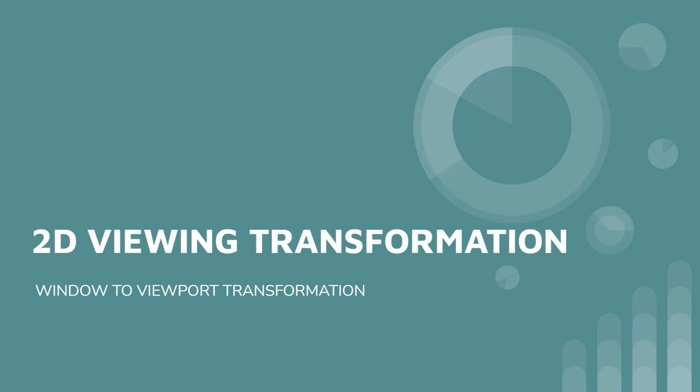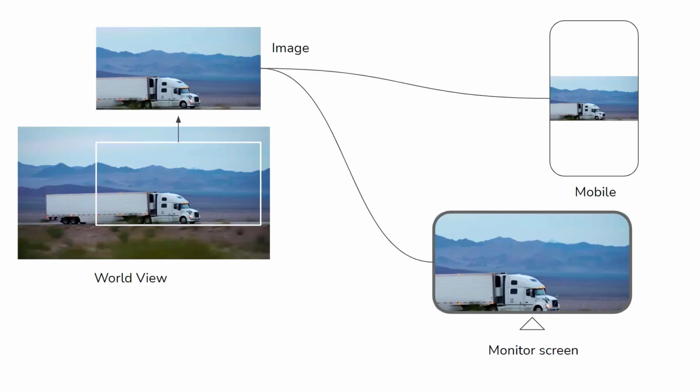2D viewing transformation, that is window to viewport transformation. In the 2D viewing transformation, we map a part of the world coordinate scene to device coordinates. Let us suppose there is a world view in a 3D form, and we have to take this part of this 3D world by using this rectangle.